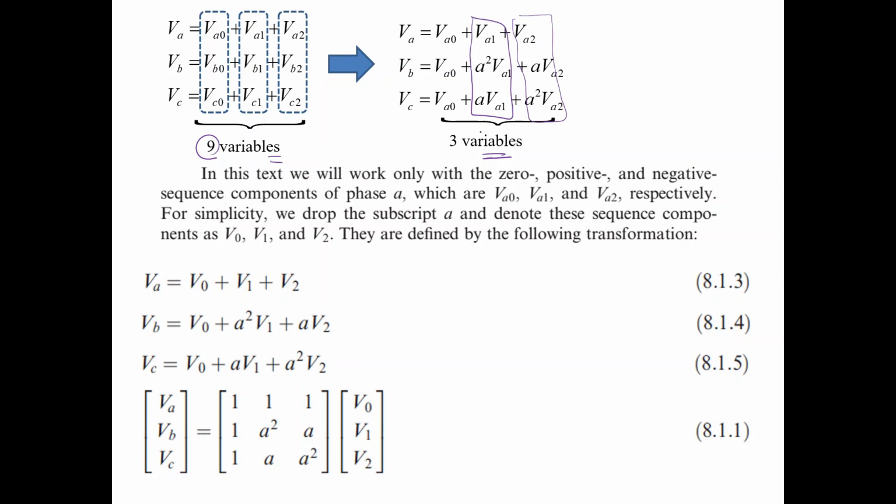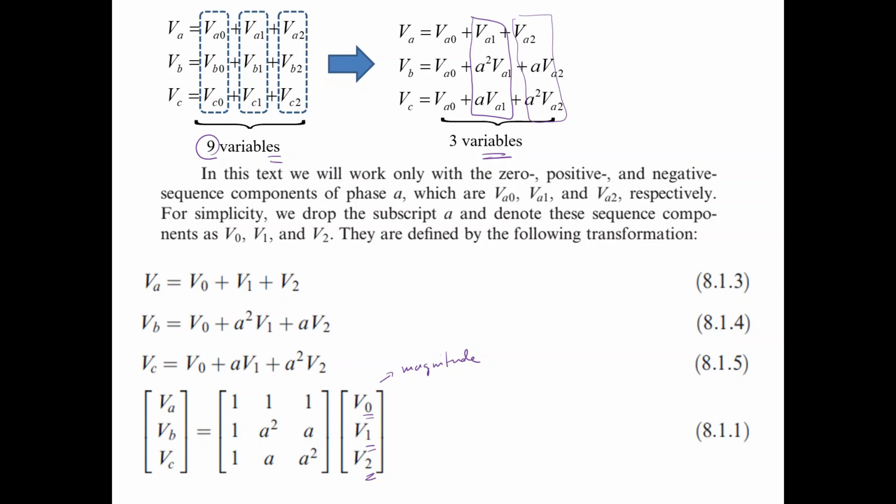Now you can have this property. You can rewrite this equation in a matrix form like this. Now you can see that VA, VB, VC can be expressed in terms of V0, V1, and V2. In this case, what we solve from this equation is just the magnitude of this phasor, the magnitude of the phasor.